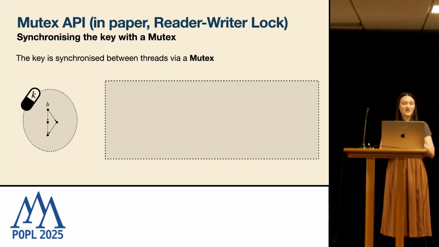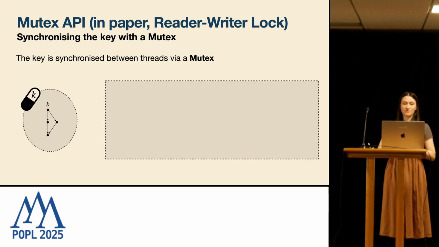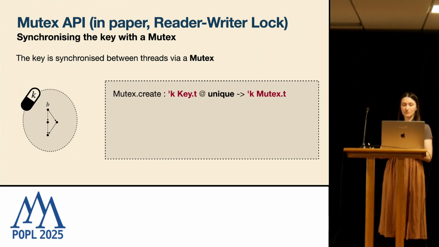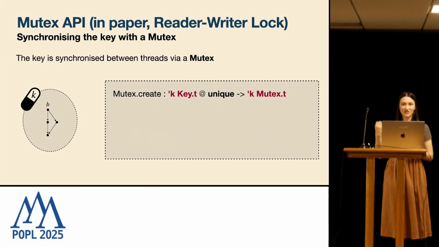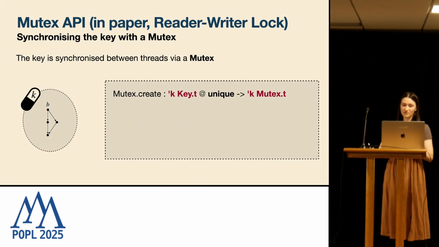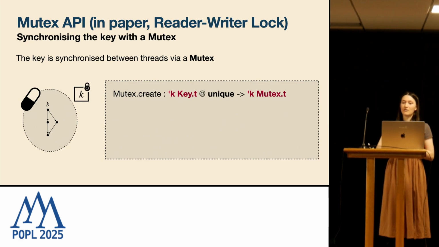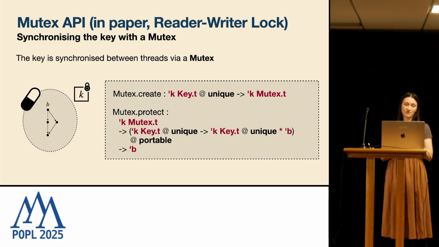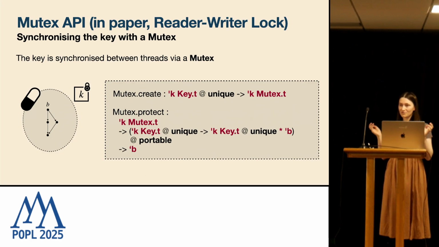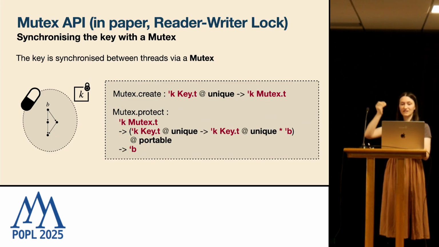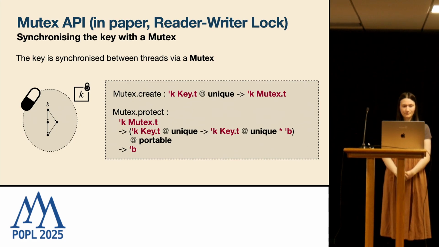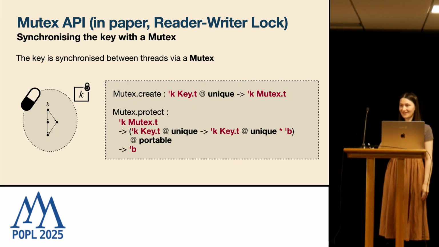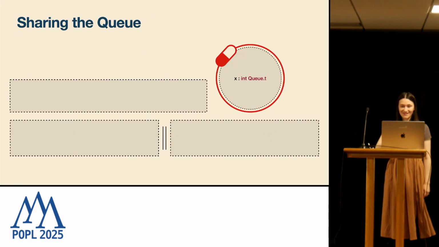All right, so the key is going to be synchronized between threads with a mutex. To create a mutex, you consume the key uniquely. So here the key goes into the mutex. And next, it can be acquired by calling mutex.protect. This works like a regular mutex acquiring, as long as the function that you then run takes the key uniquely and returns it at the end. All right, this is all the ingredients we need. Let's use it in our example.